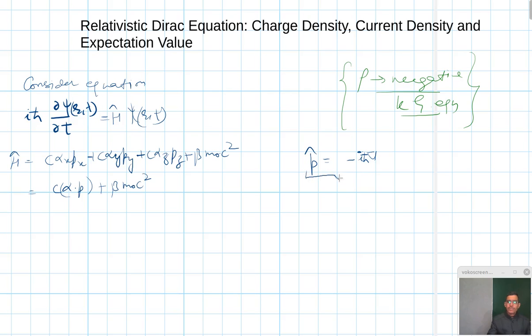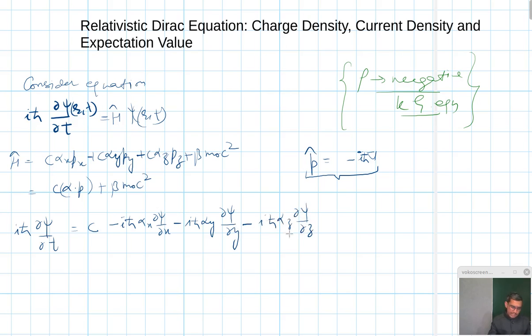If I use this result here, then this equation will become iota h cross curly psi over curly t is equal to c times minus iota h cross alpha x curly psi over curly x, minus iota h cross alpha y curly psi over curly y, minus iota h cross alpha z curly psi over curly z, and c is taken outside. Then plus beta m naught c square psi.